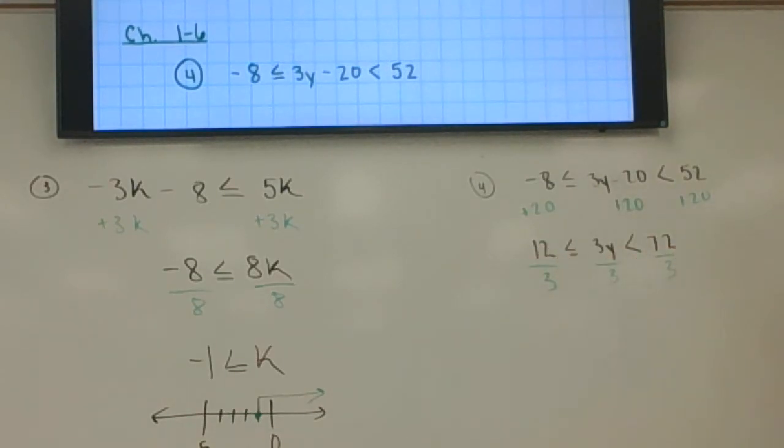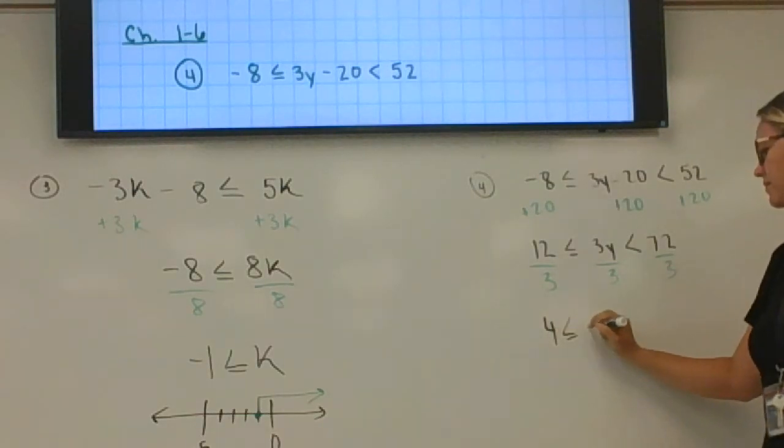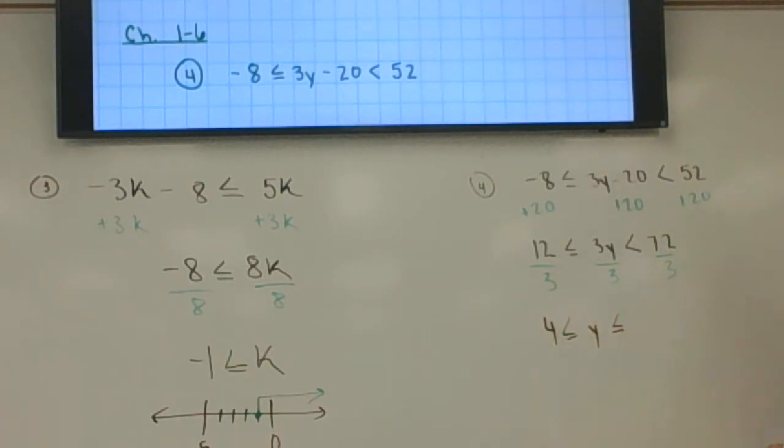We're going to divide 3 on all 3 parts. 4 is less than or equal to y, less than or equal to 16. No? Yes. Yeah, 24. 24, how did I say?